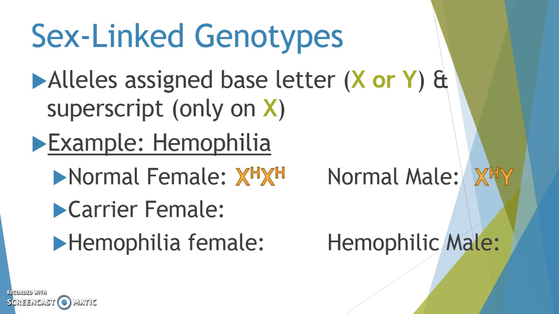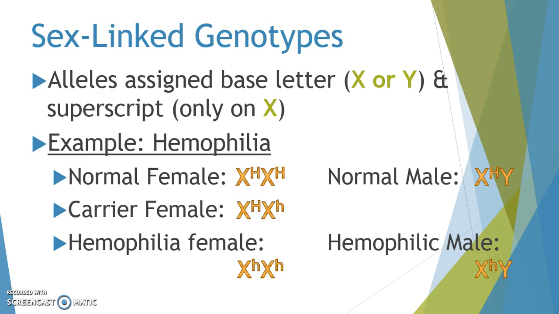So a normal male is X capital H Y. A carrier female would be heterozygous for hemophilia, so she would have a genotype X capital H, X lowercase h. Notice there's no possible carrier male phenotype because they can't have a second allele for hemophilia because they don't have a second X chromosome. But you can be a hemophilic female if you inherit two recessive alleles, one on each of your X's, or you can be a hemophilic male by receiving a lowercase h and a Y chromosome.